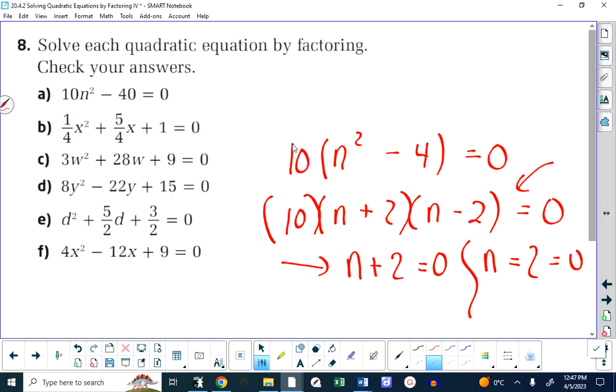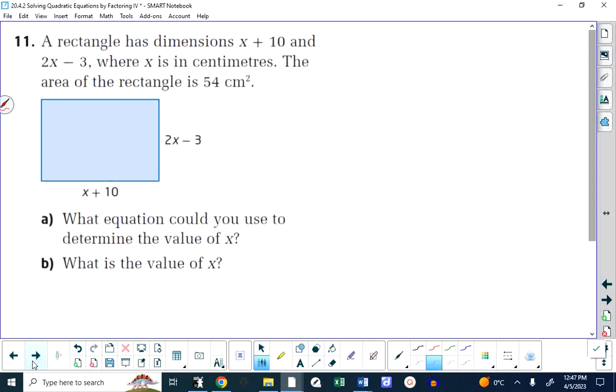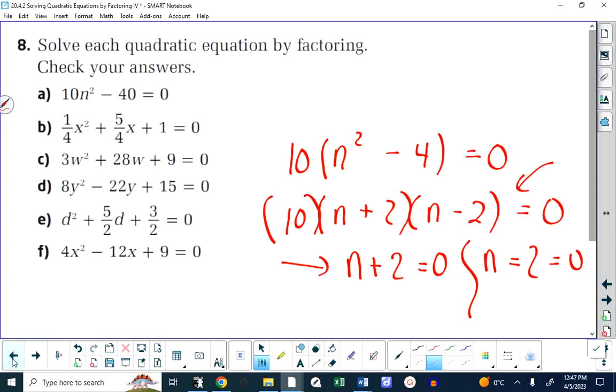So does anybody have any questions from any of the problems from 8, 9, or 10? So these problems would revolve around algebra. What are the steps you use to get to the solution?